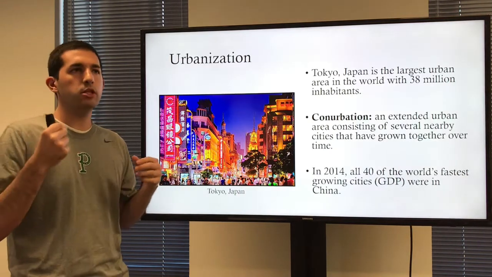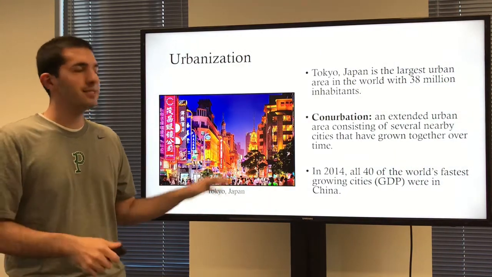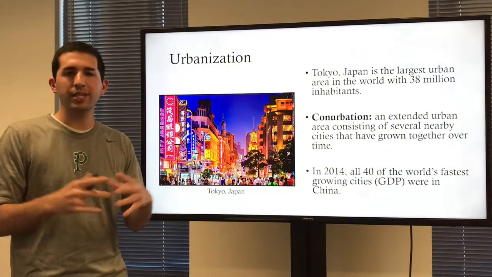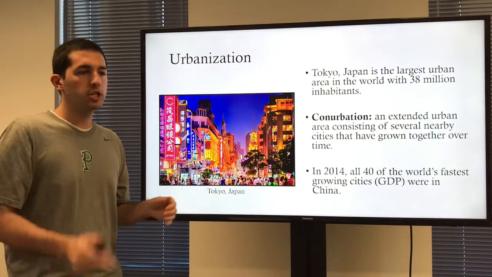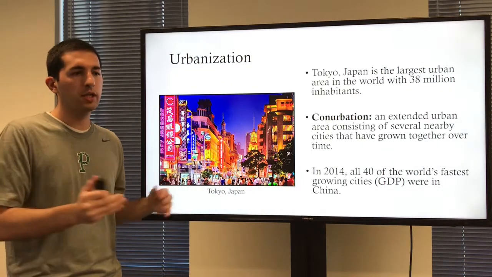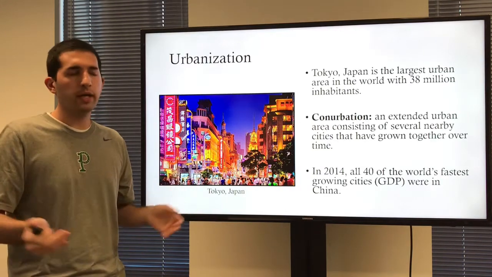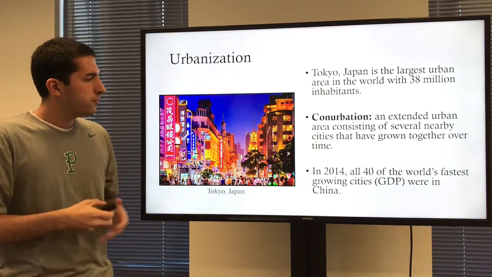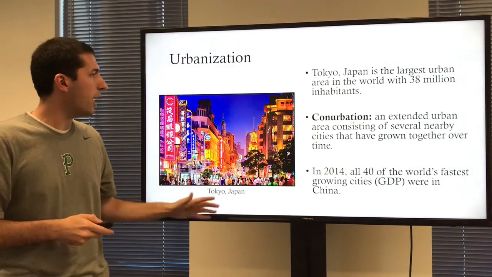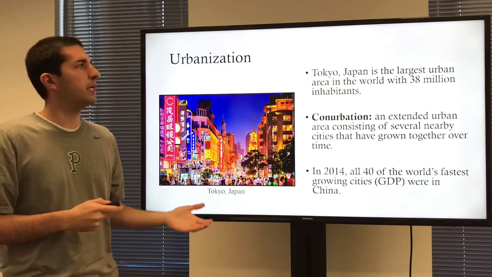Conurbation is a term from the book. It's a vocabulary term. It's an extended urban area consisting of several nearby cities that have grown together over time. We're certainly seeing this in Asia as we saw those coastal cities growing rapidly in urban sprawl that just start to go into one conglomeration of major urban areas. In 2014, all 40 of the world's fastest growing cities in terms of GDP were in China. So again, wages are rising, growth is happening in China.